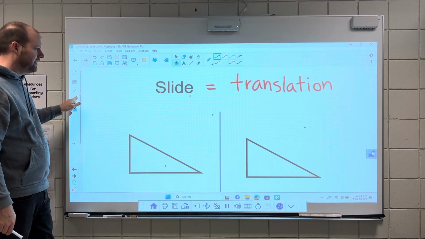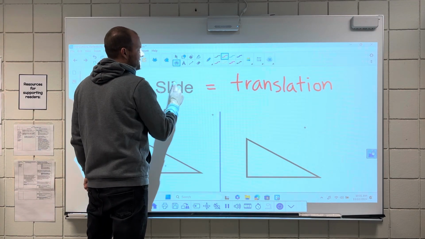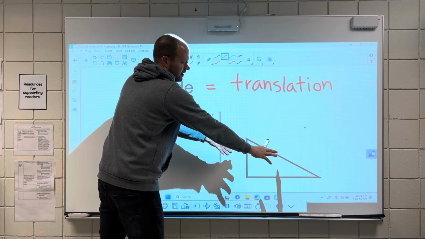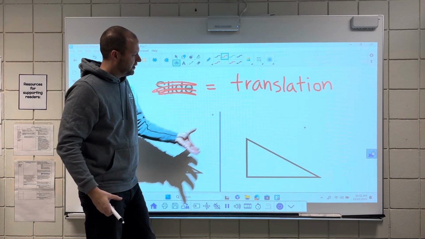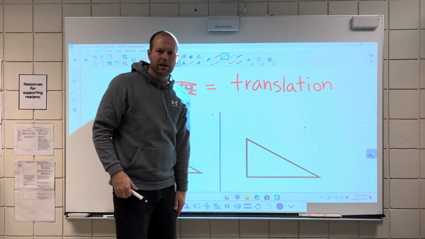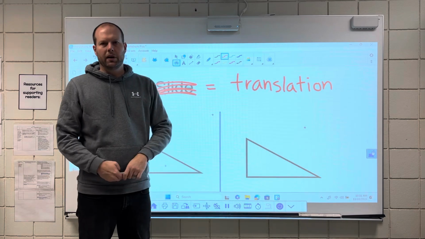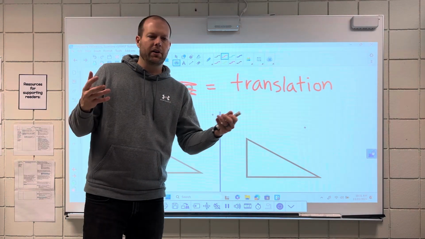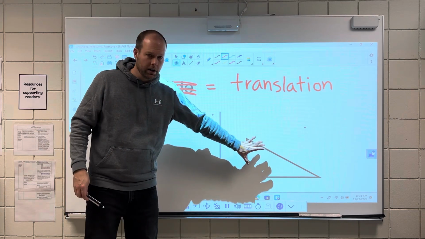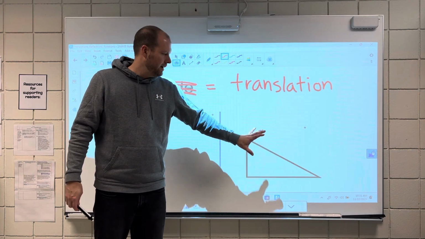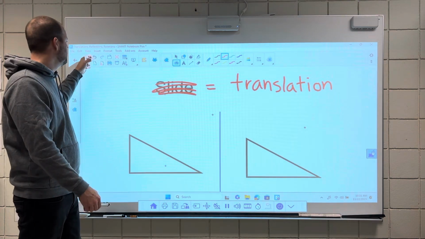A slide, also known as translation, is where you would slide a picture directly across, so that it looks exactly the same as the original. It might be up, it might be over, it might be down, but it looks exactly the same. That's called a translation. If we think about translating a language from one to the other, it's the same thing, it's just a different language. Same picture, it's not moved even a little bit. It looks the exact same, but it's just in a different spot. Okay, that's called a translation.